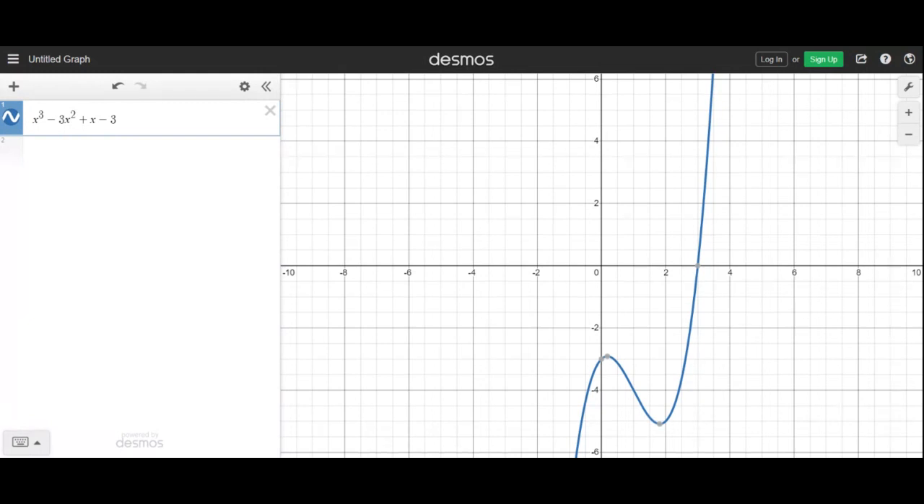It looks like positive 3, right? So that's the only place I see where it crosses. So let's go with that one and we'll see what happens. Okay, so I'm going to test positive 3 here using my synthetic division.